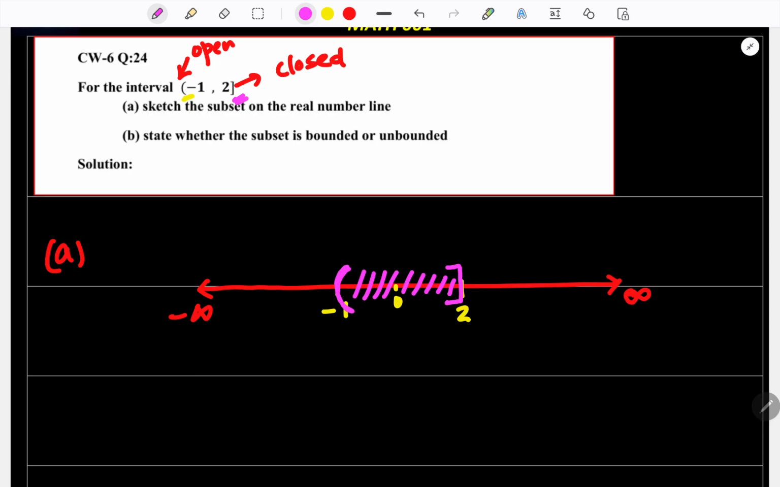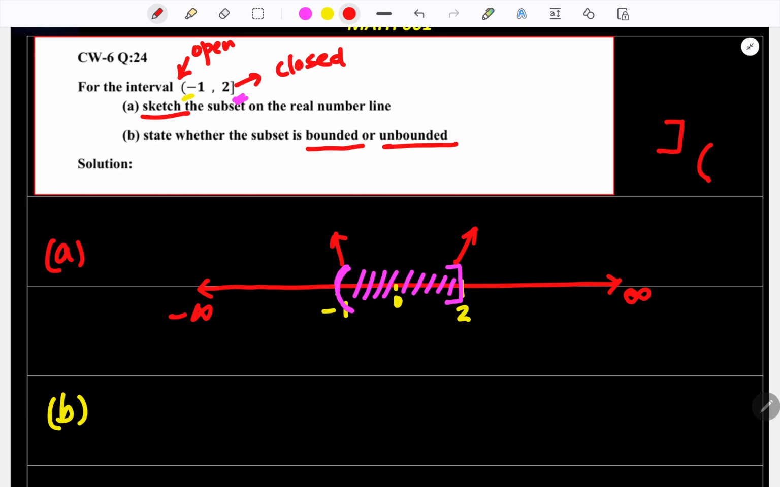Let's go to the next question, which is bounded or unbounded. First, sketch: bounded or unbounded. The door is closed. Yes, it is closed. Teacher, you say this is a closed bracket, this is an open bracket. No. The interval is called a closed interval or open interval, but the brackets are all the same. Keep that in your mind. So this is bounded. Clear, everybody?